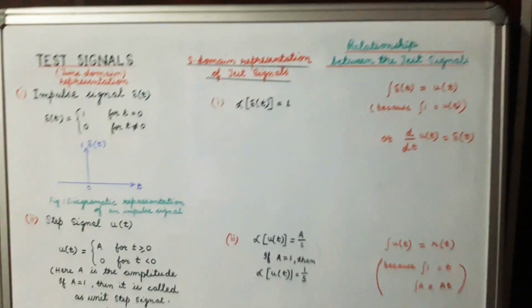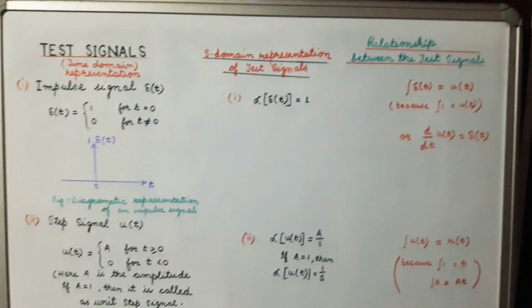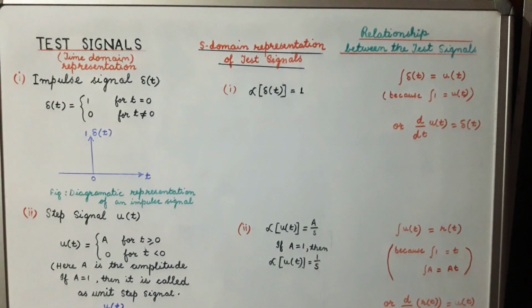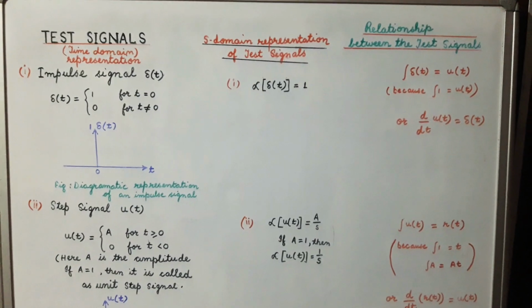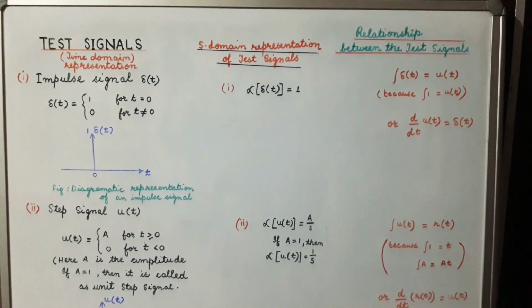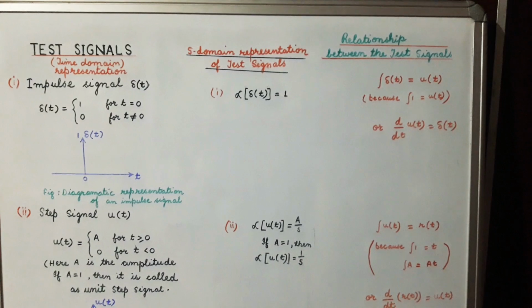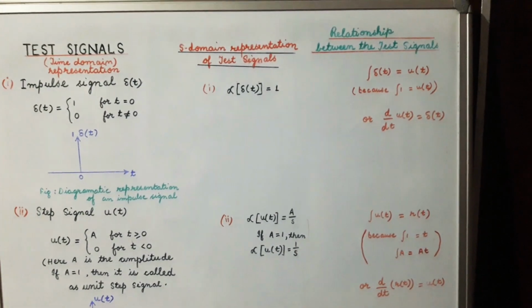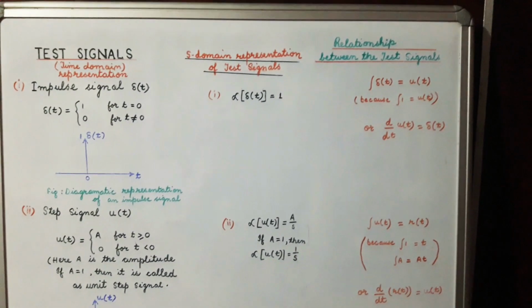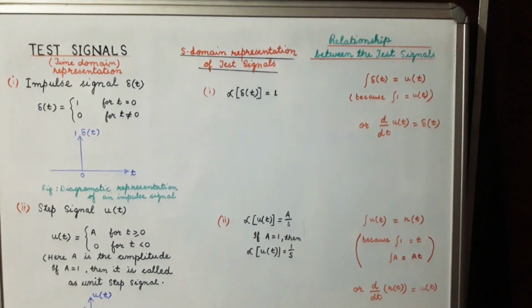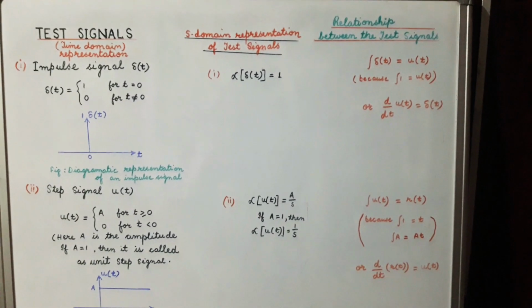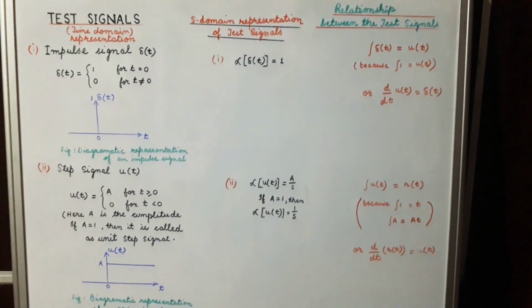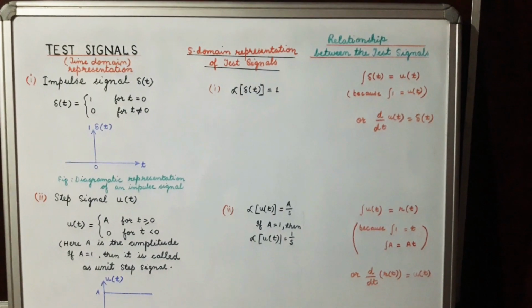Thus, we find that these are the various test signals which are used in signal systems. We found out the time domain representation of these signals. We also found out the S domain representation of these test signals, and the relationship between all these 4 test signals can also be found out with the help of these relationships. I hope this topic is clear to all of you.